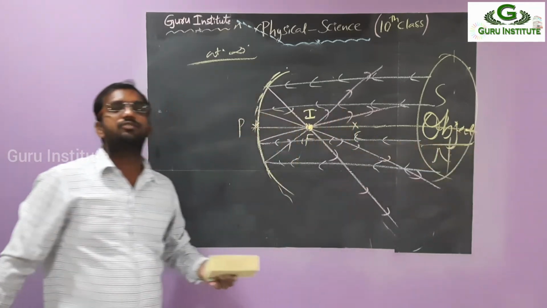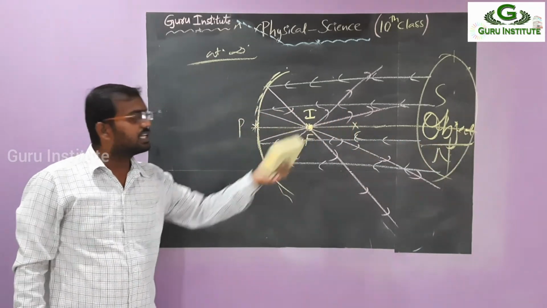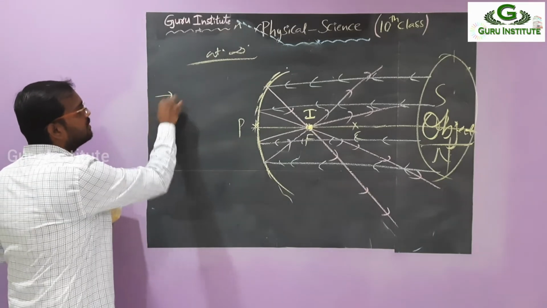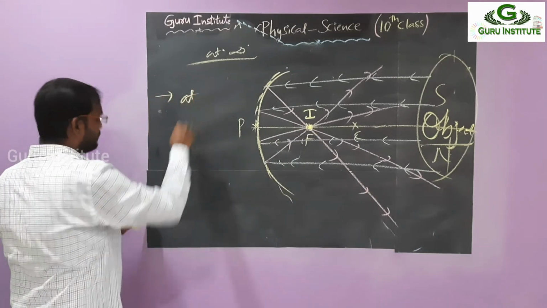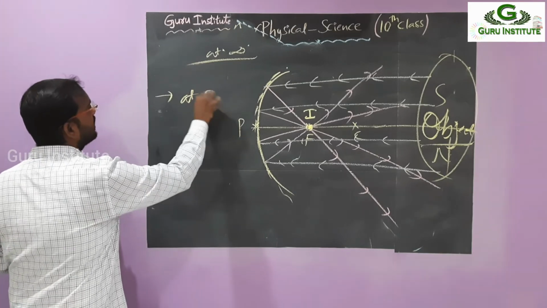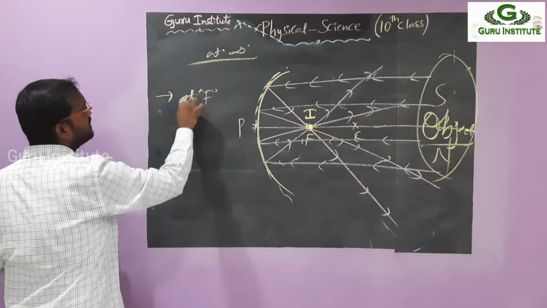So here only an image is formed. Then what does that mean? What is the nature of this image? Let's see. What is the position of the image? At F. Okay, right? If the object is at infinity, the image is at F.